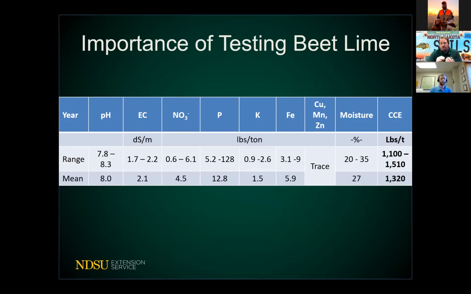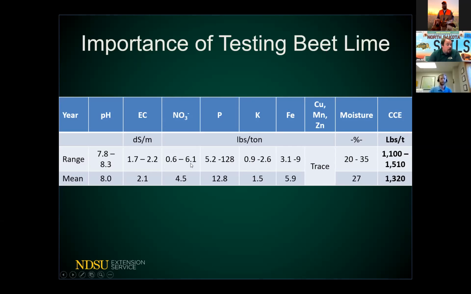And so, like I said, we've been using beet lime for our research, and it's important to test it. Out of 6 or so beet lime tests that we've done over the past few years, all the way on the right-hand side, we have the calcium carbonate equivalents. There's anywhere from 1,100 to 1,500 pounds of lime per ton. And so that's a huge variance. And when we're talking about $50 to $100 or maybe even more per acre, it's important to test this on a regular basis.